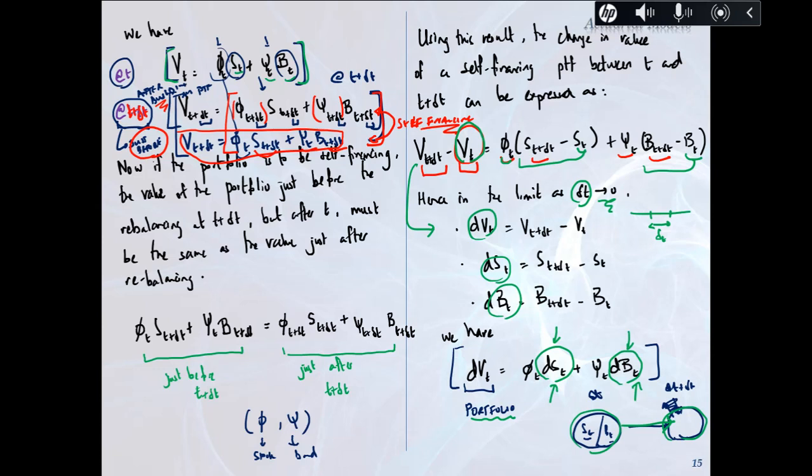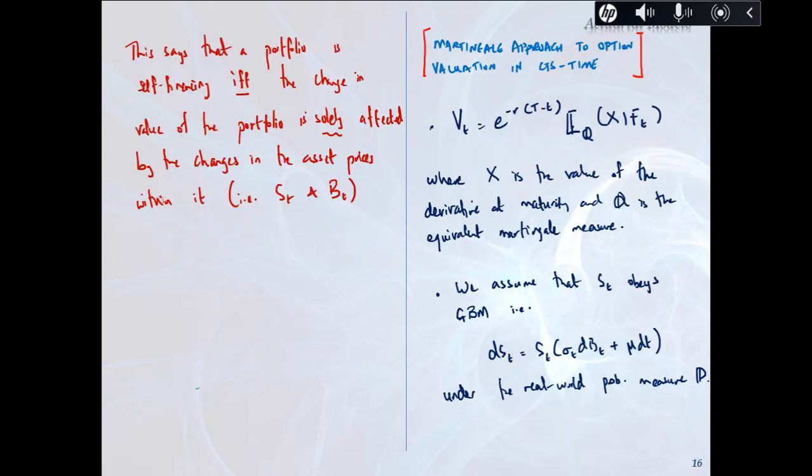So the change in my portfolio is dependent on the change of the price of my assets, which are here the risky asset St and the risk-free asset Bt. I think it is summarized here. They say that a portfolio is self-financing if and only if the change in the value of the portfolio is solely affected by the changes in the asset prices within it. That is the risky and the risk-free asset.